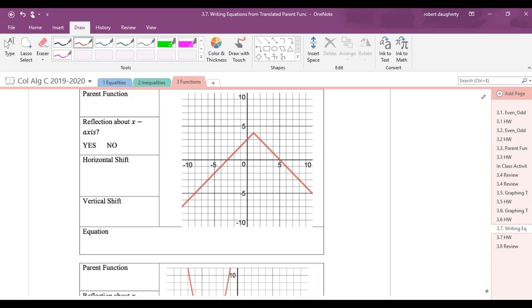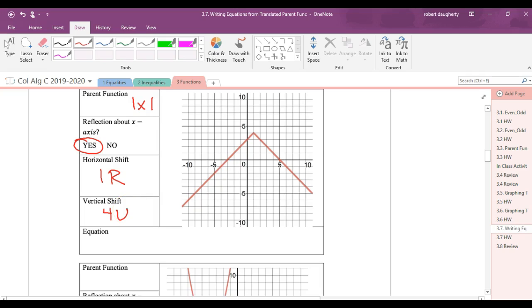Okay. So now let's look at this one. So first of all, first big skill, what parent function is that based on? Absolute value of x, okay? You should know that's the absolute value of x. Has it been reflected about the x-axis? Yes. Okay. Has it moved horizontally? And what you want to look at is the vertex. Where would the vertex normally have been? 0, 0. Did it move horizontally? Where did it move? 1 to the right. Did it move vertically? 4 up.